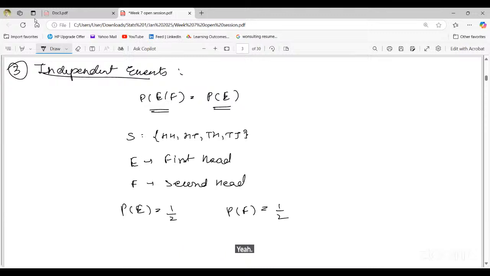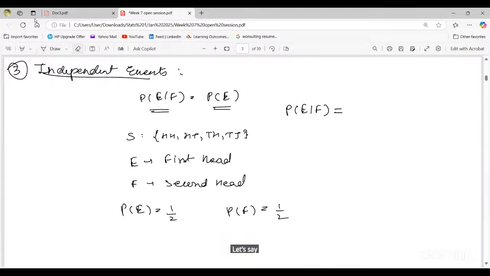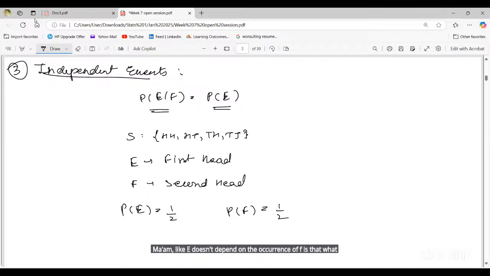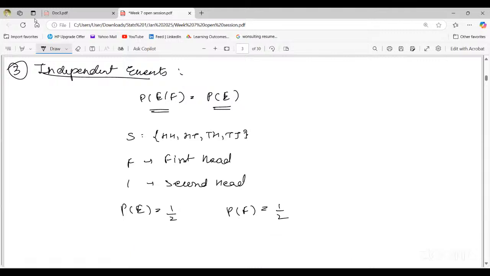Okay. So basically, if I need the probability of E given F, what does it mean? Given that my... Ma'am, like E doesn't depend on the occurrence of F. Is that what you mean? Yeah. So basically, if I have to find out the probability of F given E, or let me just change this. This is my F and this is my E.